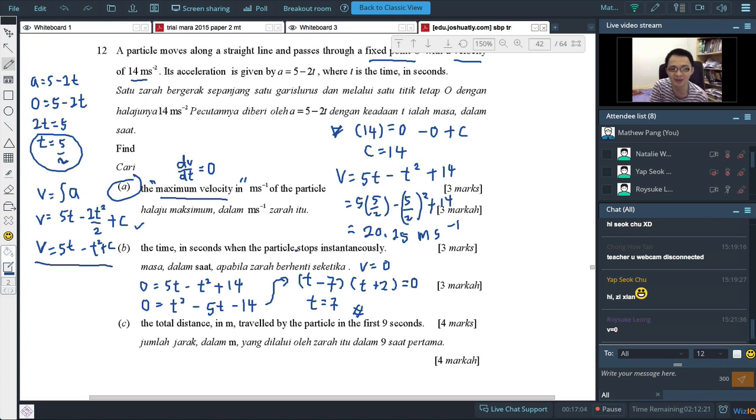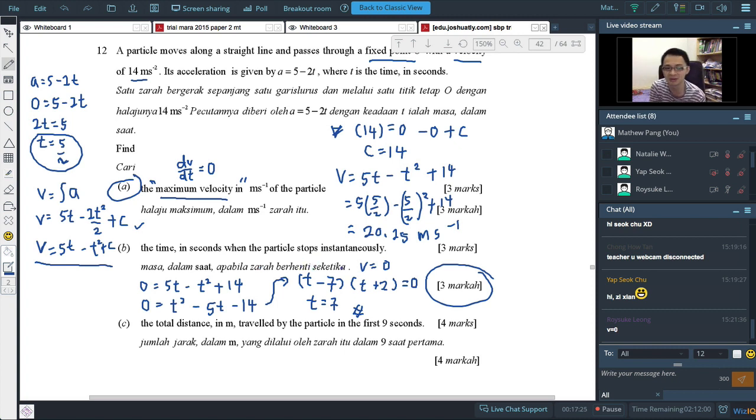So this 3 mark is kind of a bonus mark, because it's just a simple factorization and you can easily get 3 marks. I have no idea why it's so easy, but I think it's definitely correct. Normally this one is just 1 mark. Find the time in seconds when the particle stops. Alright, just like this. Easy. Okay, then the next part.